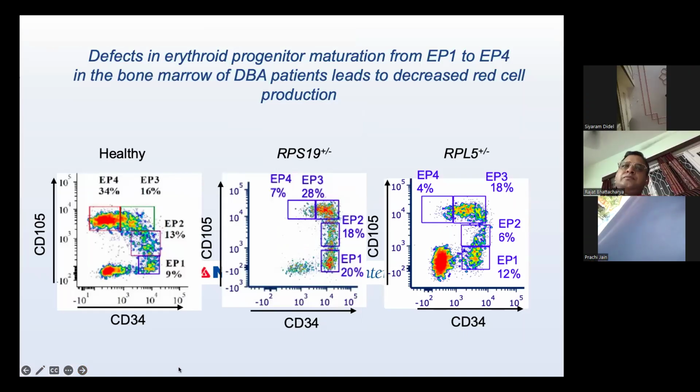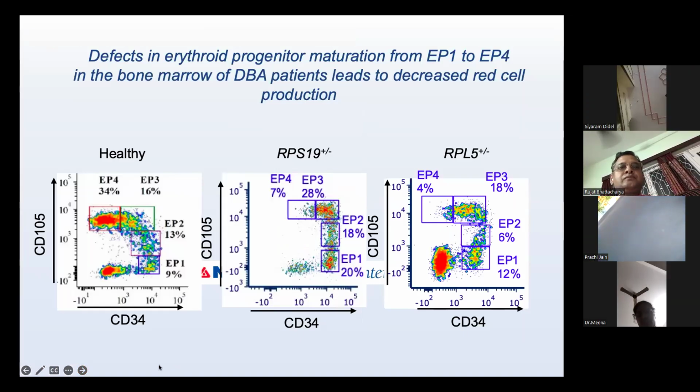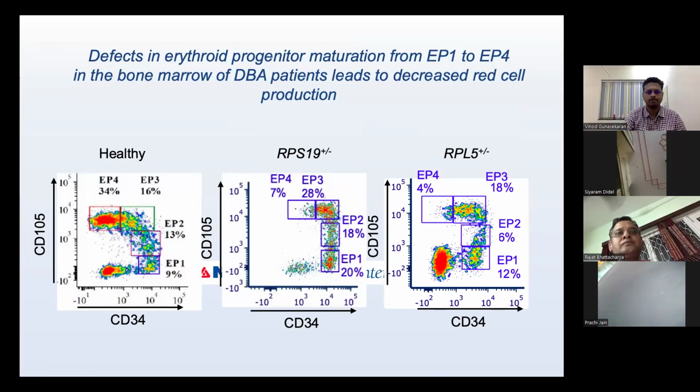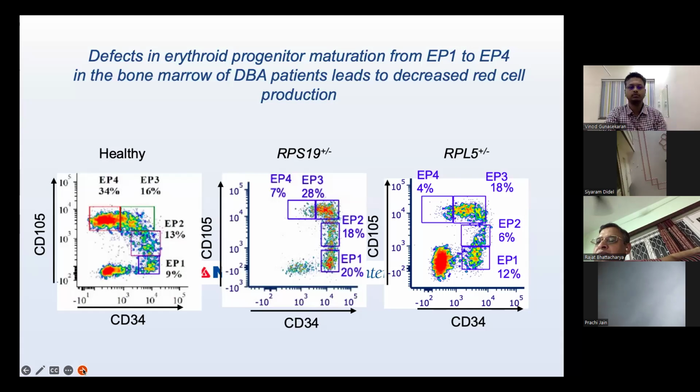You can see that, in fact, we get distinct patterns of erythroid progenitor defects in RPS19 and RPL5 mutations. In RPS19 it is little normal except the transition from EP3 to EP4, whereas in RPL5 you get problems even in the transition in the earlier stages of terminal differentiation. So I'm pretty confident we are going to be able to use this methodology to more precisely understand what specific stage is the defect in erythroid progenitors. And erythroid progenitor defect is a dominant cause of anemia in DBA patients.